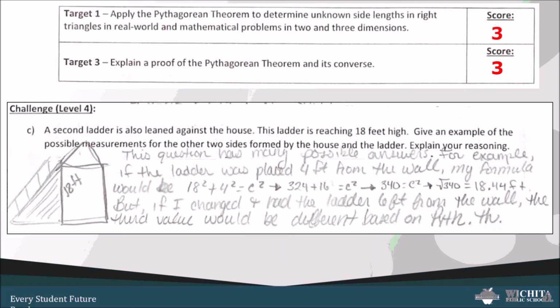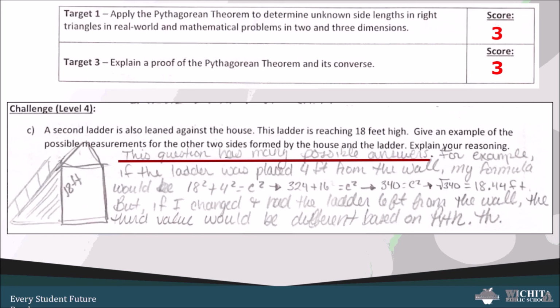Andrea begins her response with such a great sentence. She says, "This question has many possible answers." Then she goes on to give us an example where she's put 4 feet as how far the ladder is placed from the wall. Then she actually uses the Pythagorean theorem to solve for what our side lengths would be. To me, this is definitely demonstrating that she knows how to apply the Pythagorean theorem, that first target, and go above and beyond in a situation where she created one of the sides, she determined one of the sides, and found that third side, or found the hypotenuse length from that.